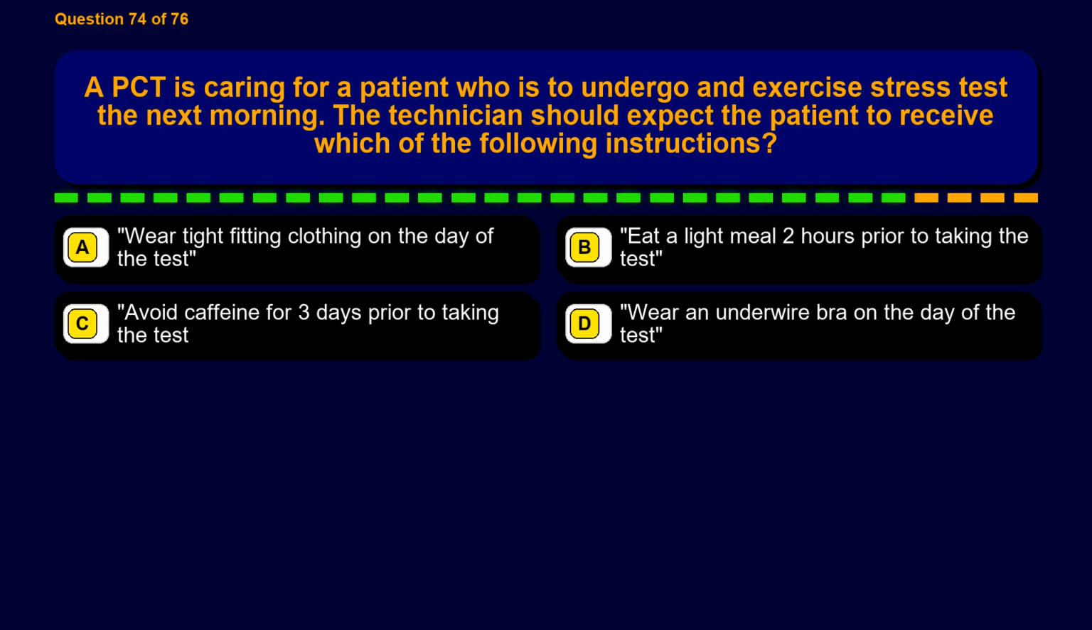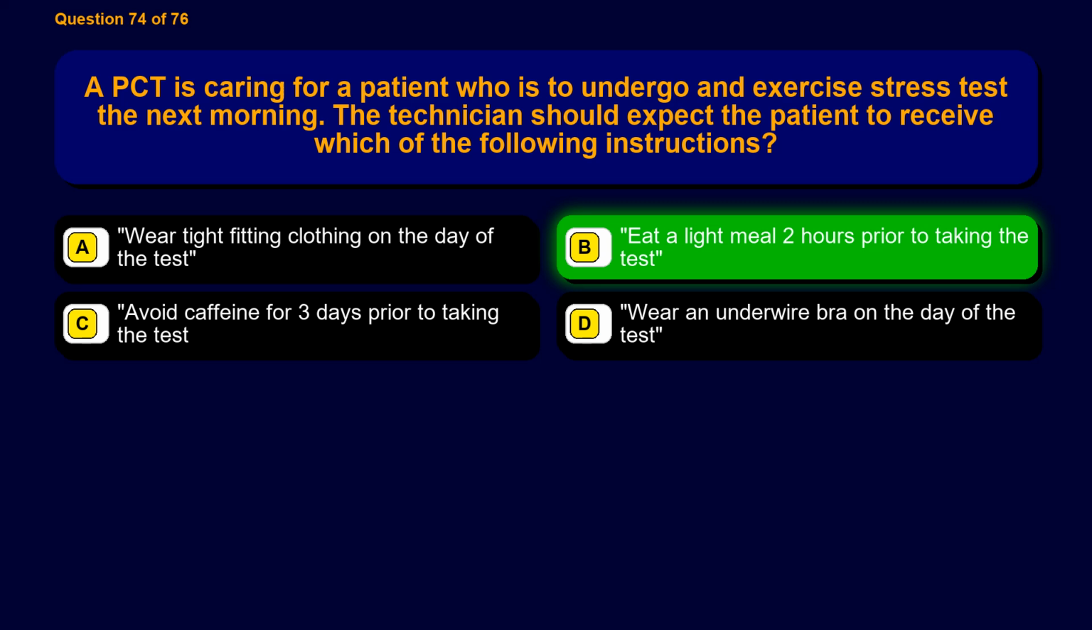Question 74. A PCT is caring for a patient who is to undergo an exercise stress test the next morning. The technician should expect the patient to receive which of the following instructions? Option A, wear tight-fitting clothing on the day of the test. Option B, eat a light meal 2 hours prior to taking the test. Option C, avoid caffeine for 3 days prior to taking the test. Option D, wear an underwire bra on the day of the test.